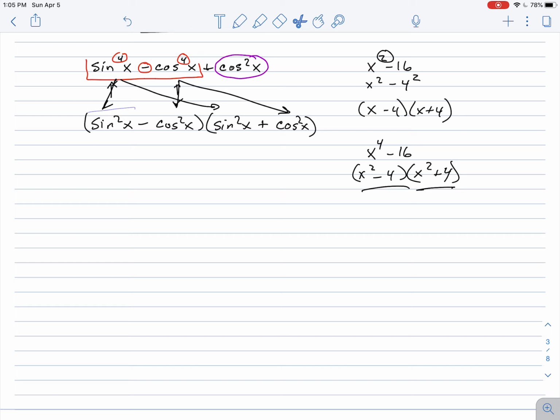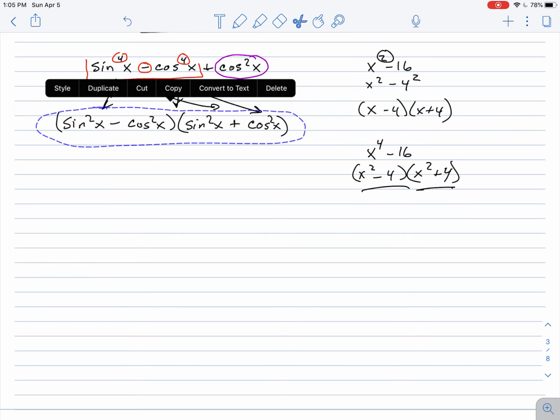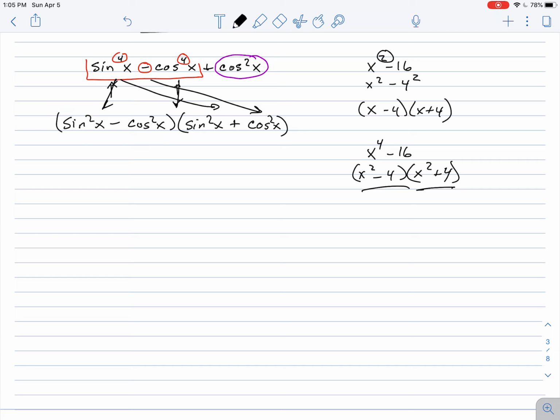Don't forget your purple on the end there. Sorry, I'm going to shift this over a little bit. I've also got a plus cosine squared. Don't want you to look back on this and get confused.